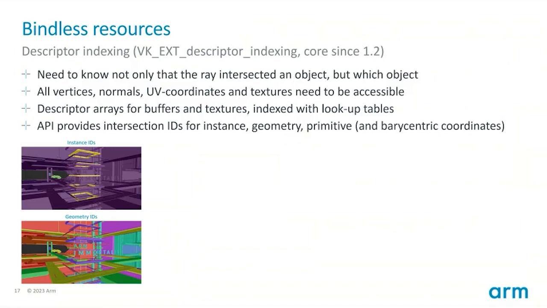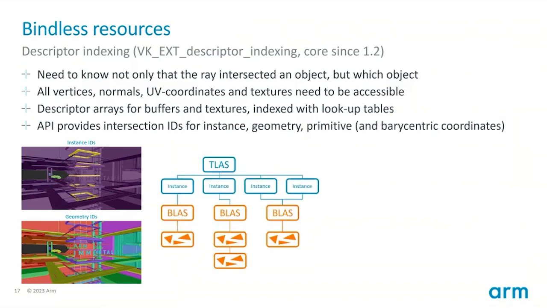So when you hit something in the acceleration structure, you will get some IDs. You will get an instance ID for the bottom level structure that you hit. But then within that, you will also get a geometry ID for the object within that acceleration structure, and even a primitive ID for the exact triangle within that geometry. So we can use this when we're building our acceleration structures to keep track of how many objects there are in each bottom level structure.